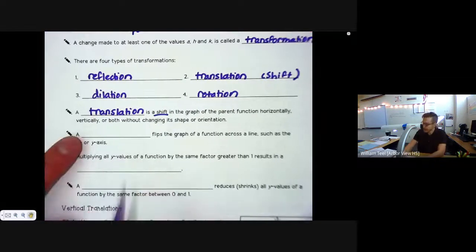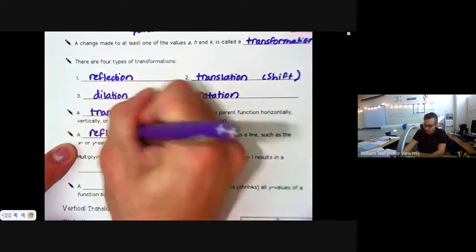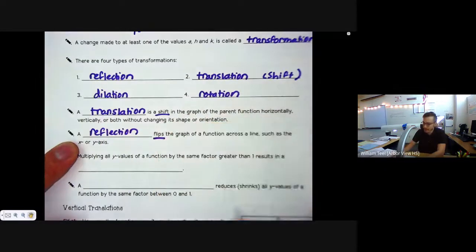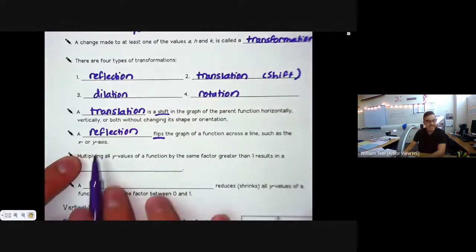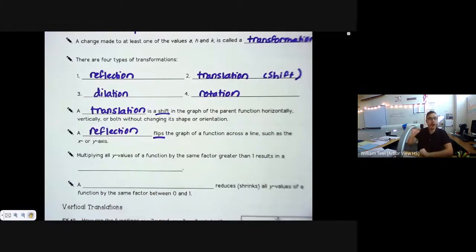Now, if we're looking at a reflection, that is a flip on the graph of a function across a line, such as the x or the y-axis. So if we're looking at a reflection, that means we're moving all of the points across the axis. We're looking at symmetry, right? And we're changing the direction of the graph essentially, but other than that, it is the same graph with the exception of its flip.